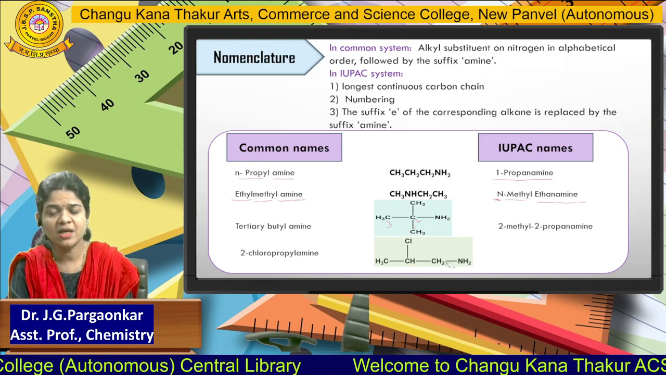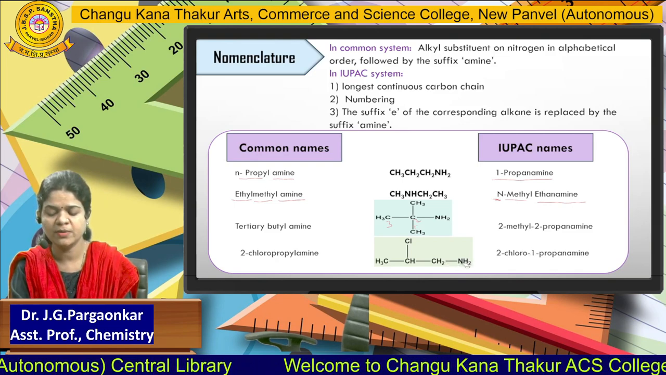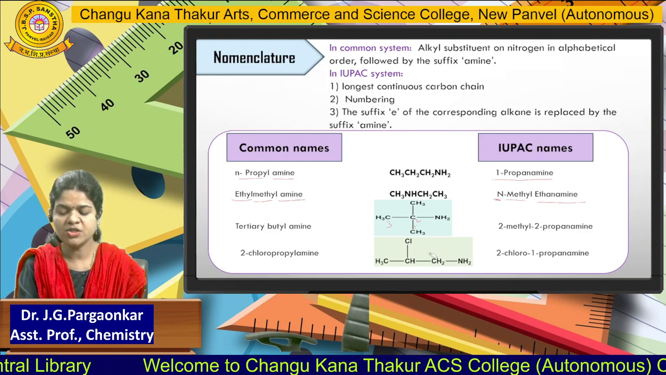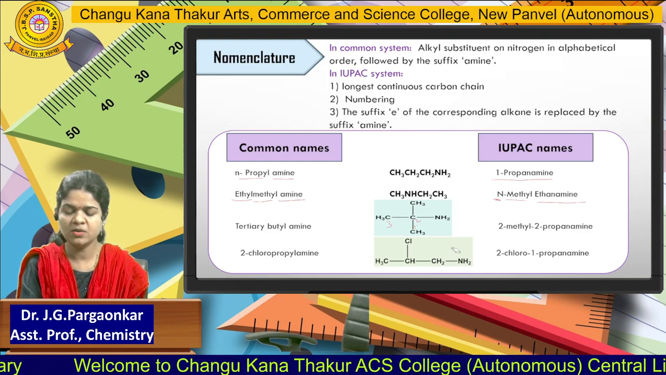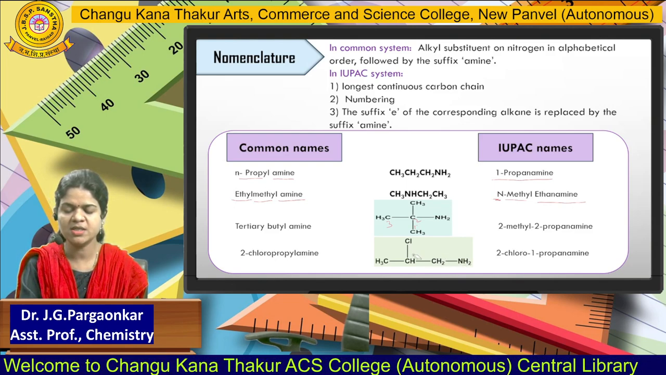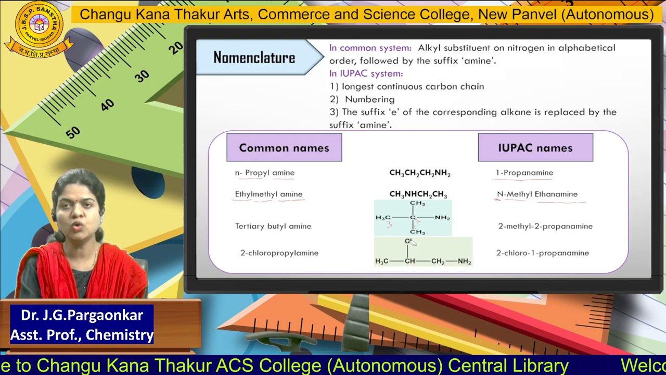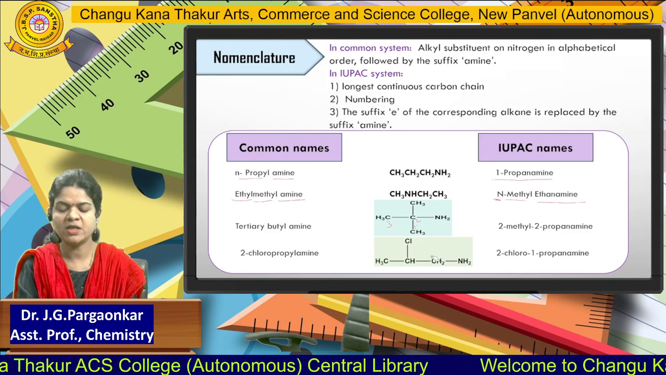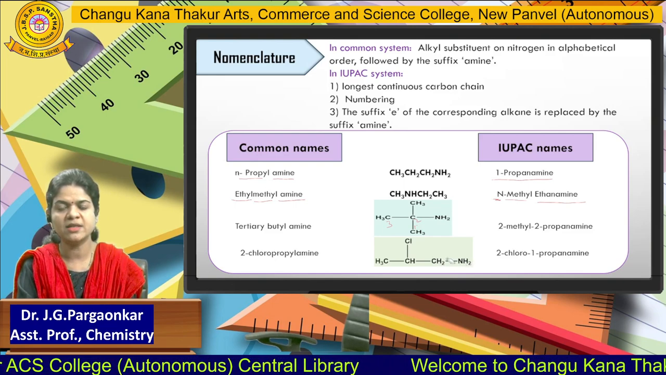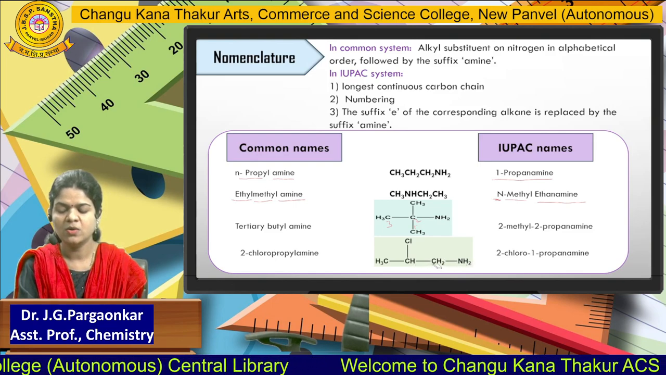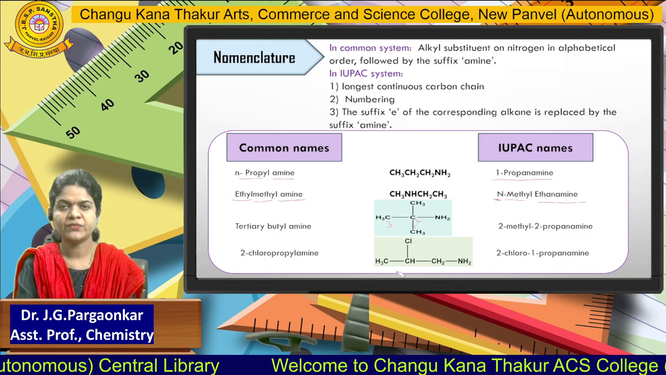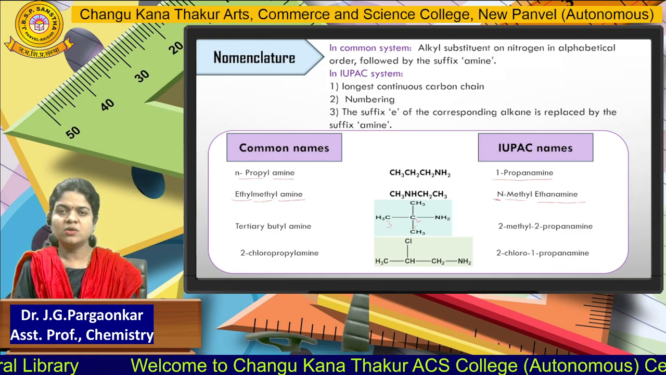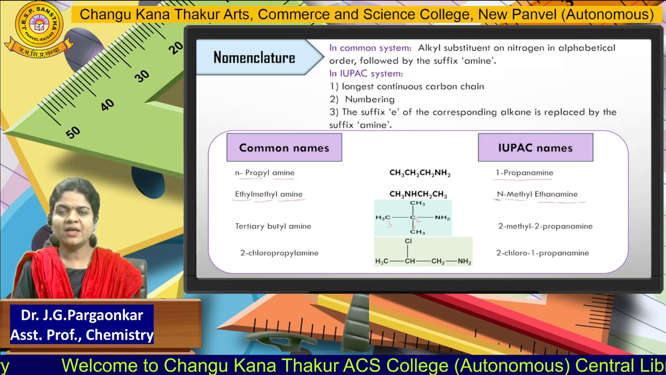Student, can you tell me the IUPAC nomenclature for the last compound? What is that? Yes. Select the longest chain. What is that longest chain? This will be the first, second and third. 2-chloro. So that's why I have written 2-dash-chloro. And at position one, the amine group is there. That's why 1-propanamine.